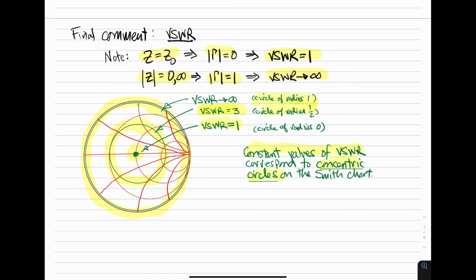So once again, we've converted something which has a range which is infinite, in this case 1 to infinity, to something which is bounded and easy to visualize. Once again, an advantage of using the Smith chart for RF analysis. That concludes this lecture.